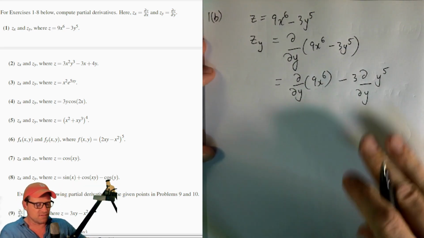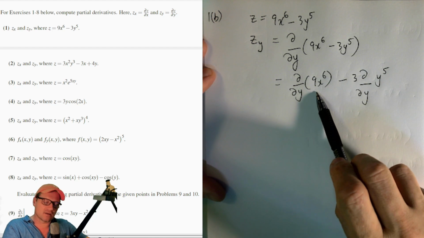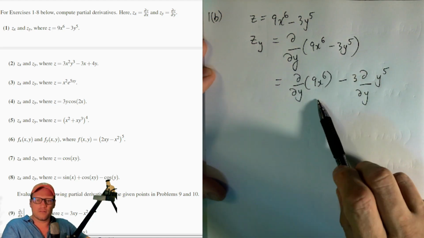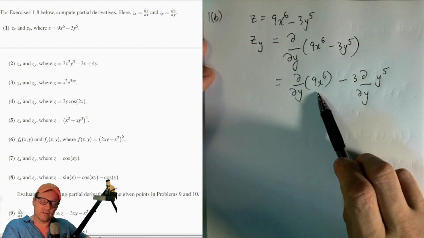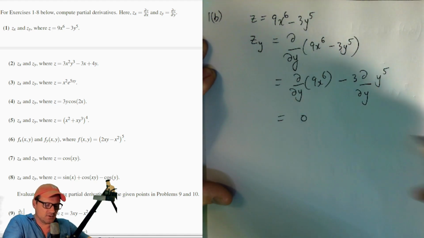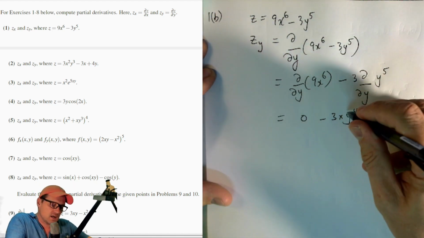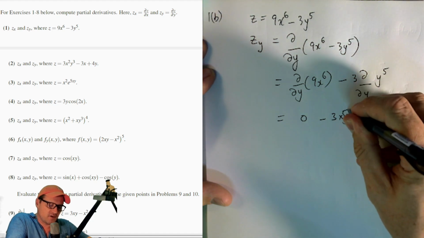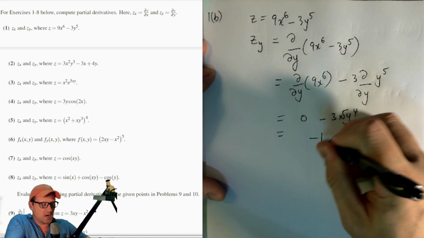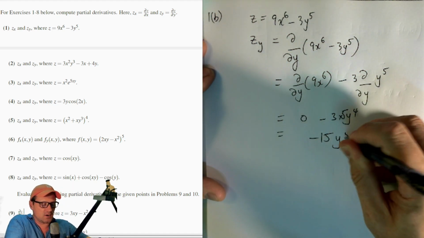Okay, and so we have this. Now, we are treating x as a constant, so the derivative of this is 0 because the derivative of a constant is 0. So we have 0 minus 3 times y to the 4th and times 5. We bring the 5. Okay, so this is minus 15 y to the power of 4.